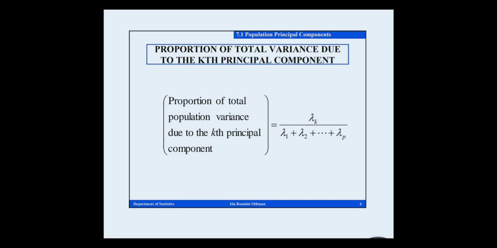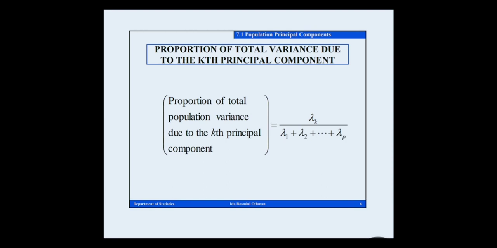Okay, boleh tengok dekat page 433, equation 87. Okay, this is the formula to find the proportion of the total population variance due to the kth principal component. Okay, we are using the value of eigenvalue. Let's say kita nak tahu how many percent first principal component give contribution. So kita buat kat sini lambda 1 divide dengan summation of lambda. If you want to know how many proportion of the total variation due to the second principal component, so here will be lambda 2 divide dengan summation of lambda.